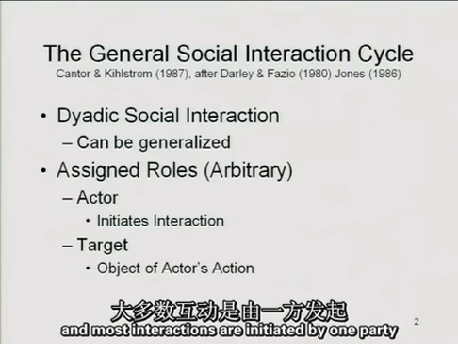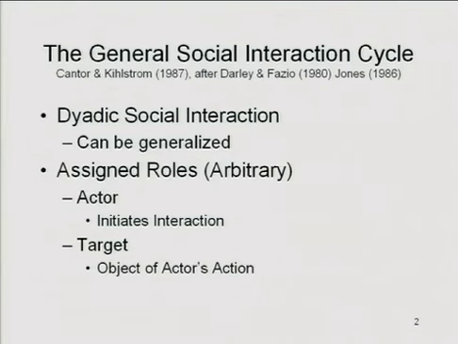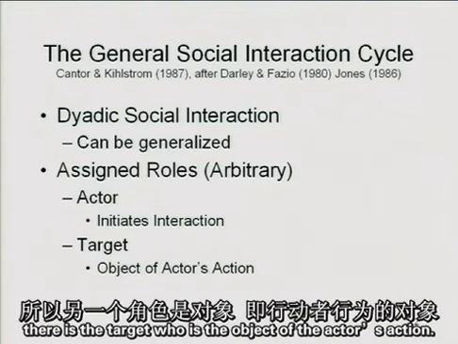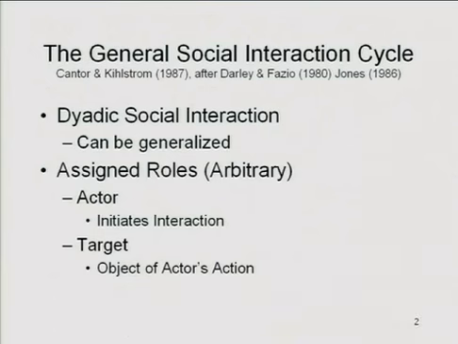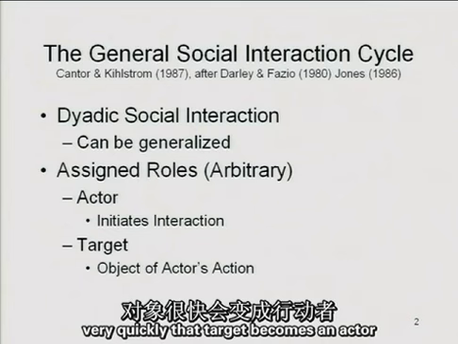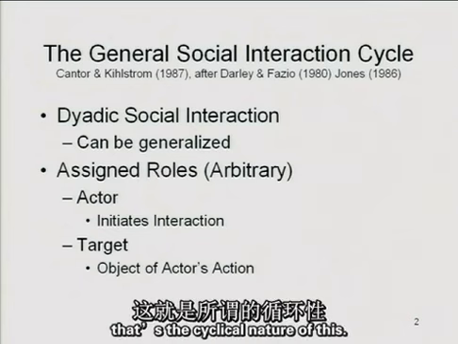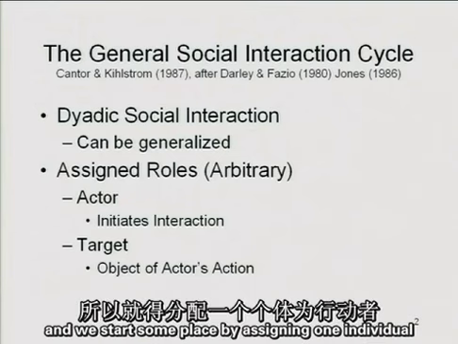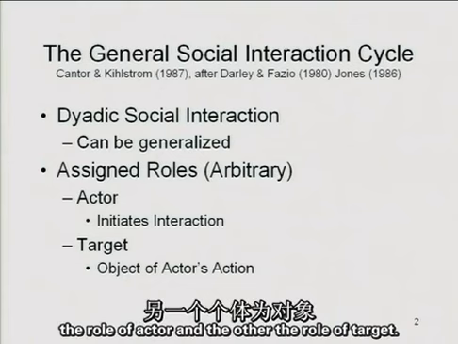Most interactions are initiated by one party with respect to another party who responds, and then there's the target who is the object of the actor's action. As you'll see in a minute, very quickly the target becomes an actor and the actor becomes a target. That's the cyclical nature of this. But we've got to start someplace, and we start by assigning one individual the role of actor and the other the role of target.